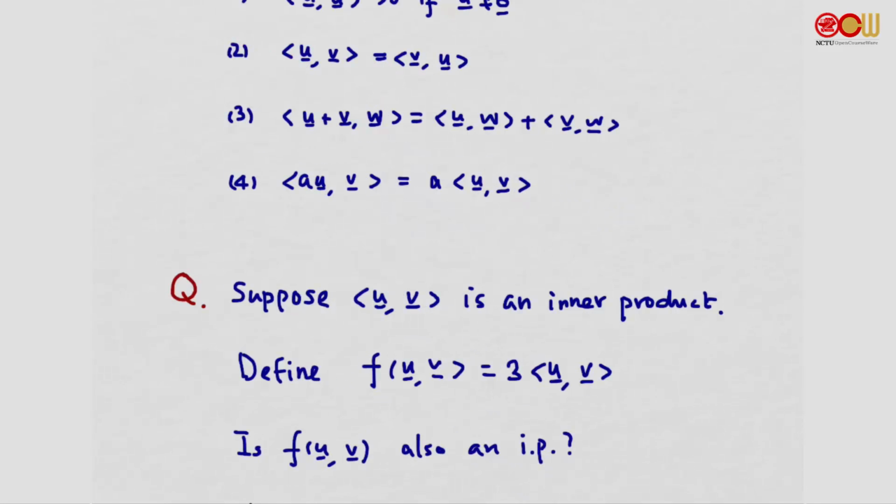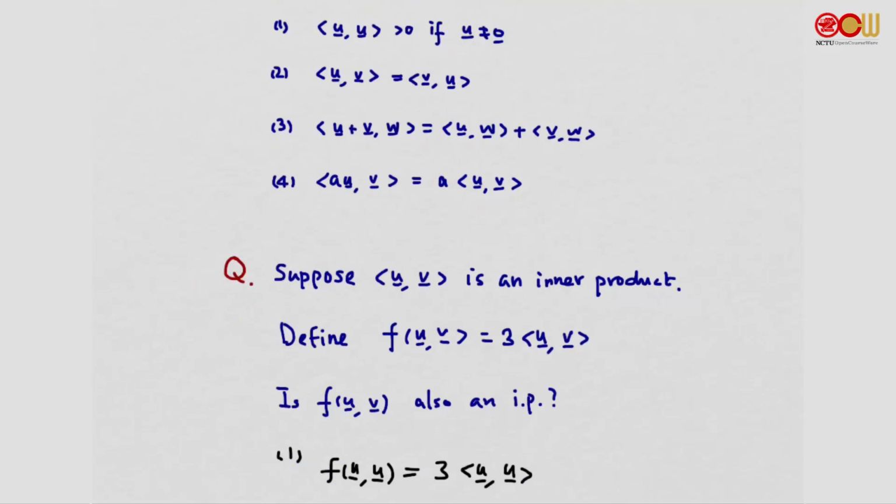A question: suppose we are given an inner product, and we define another function, also a function of two vectors u and v. It's 3 times this inner product that's given to us. Is this function f also an inner product? That means, does it also satisfy the four properties? To see whether or not it's an inner product, we need to check whether it satisfies these four properties, right?